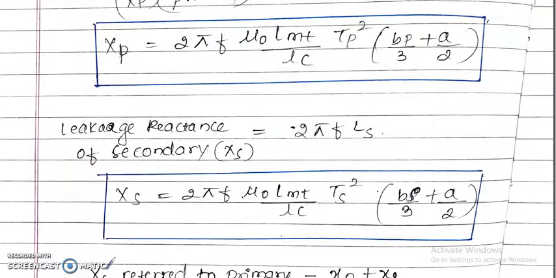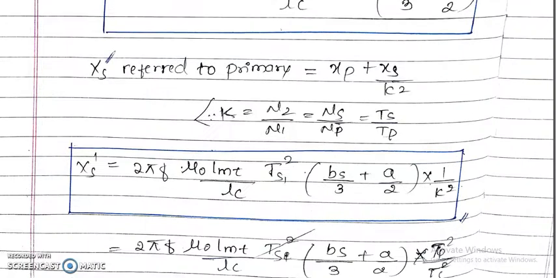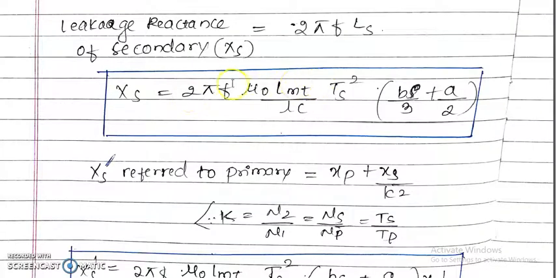Similarly, almost similar to that, we can calculate the secondary also. No need to calculate the secondary, directly you write the equation. The only change is that in place of TP you write TS, and in place of BP you write BS. So primary winding leakage reactance and secondary winding leakage reactance we have calculated. Now what you have to do is calculate the secondary winding leakage reactance with respect to primary, referred to primary, as you know from the transformer part.